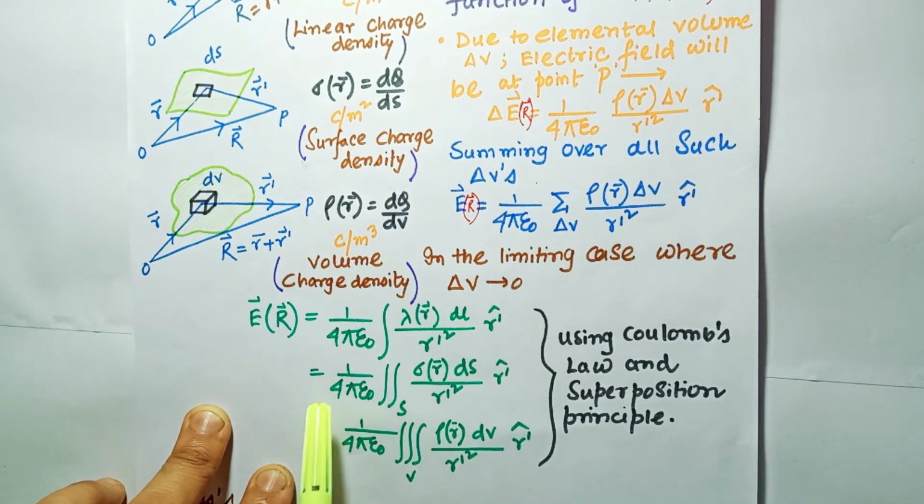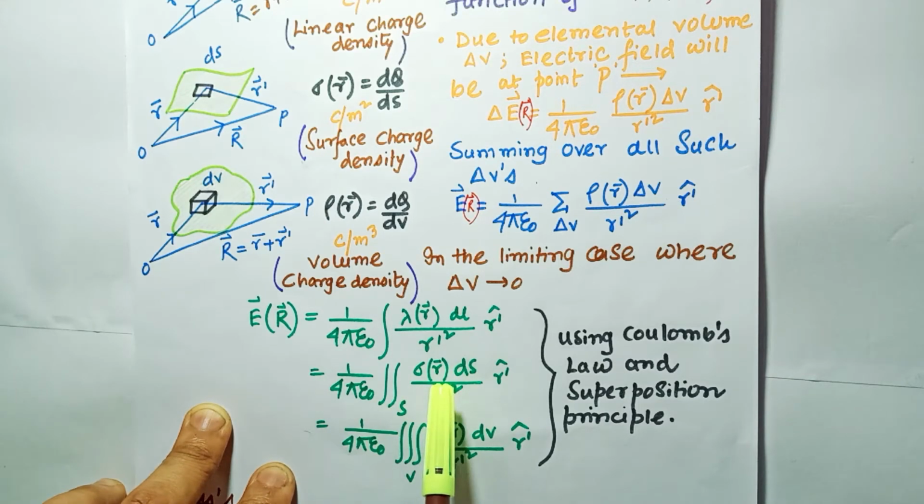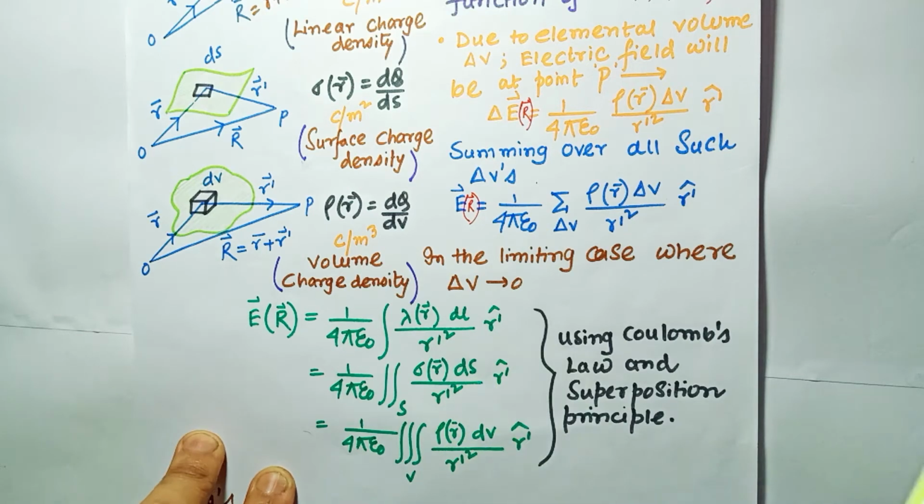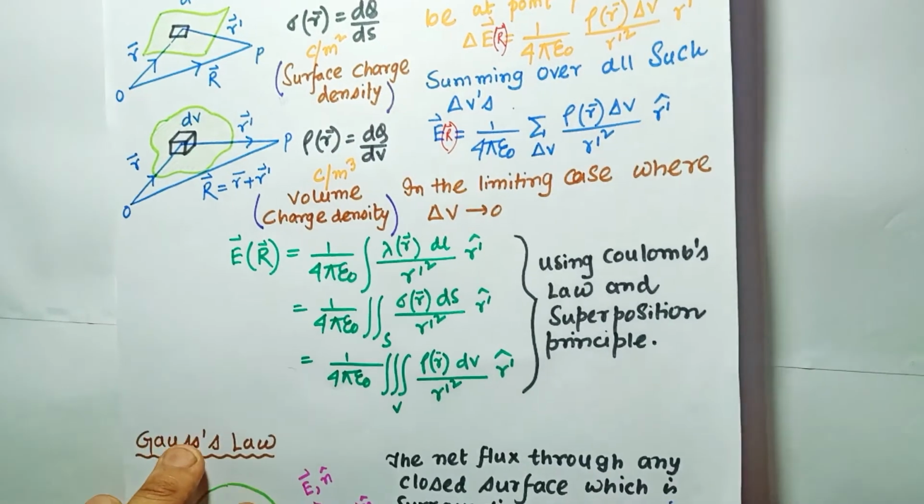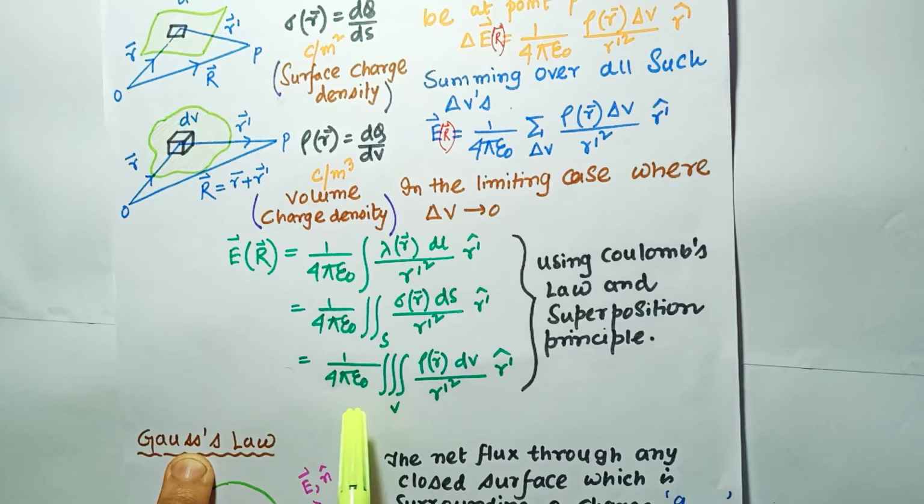For the surface we can write 1 by 4 pi epsilon naught, this is the surface integral, sigma, which is a function of small r, times ds divided by r prime square times r prime cap. And for the volume we can write that it is equal to 1 by 4 pi epsilon naught, the volume integral of rho, which is a function of its position, small r, times dv. So rho r times dv is the charge contained in the elemental volume dv.